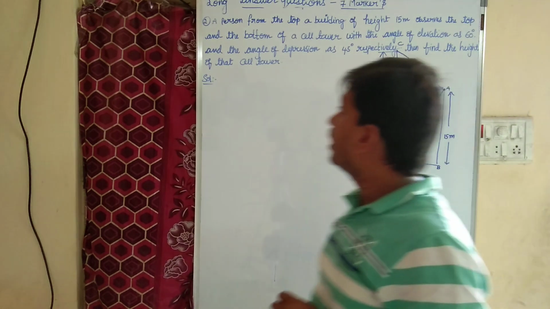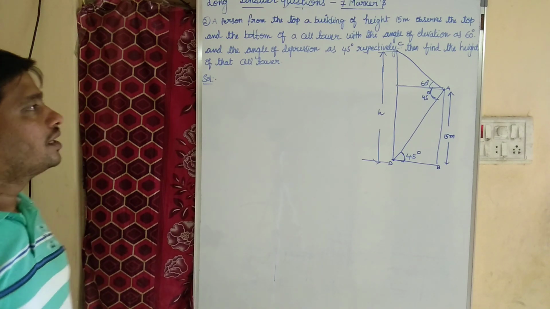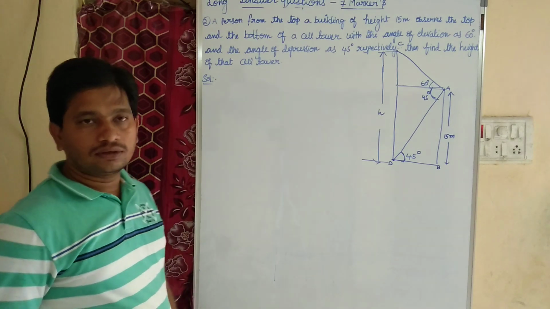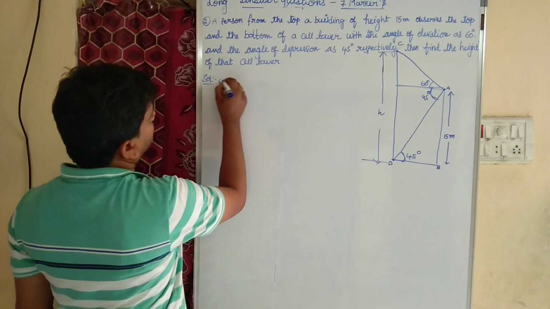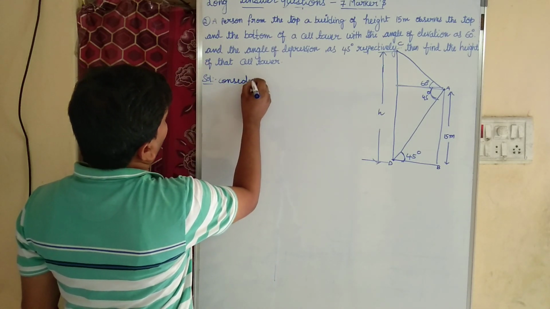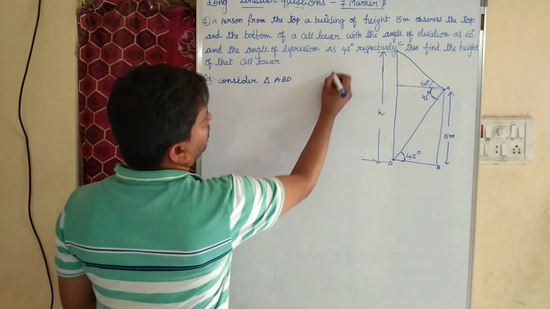Okay, children? I think you understood the question. Then we will see the answer. They are asking to find the height of the cell tower. Okay, children? Now let me consider triangle ABD. Consider triangle ABD.